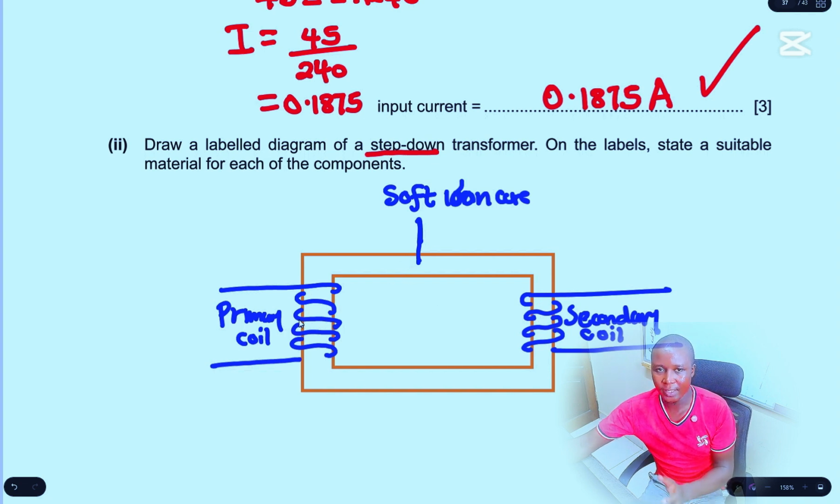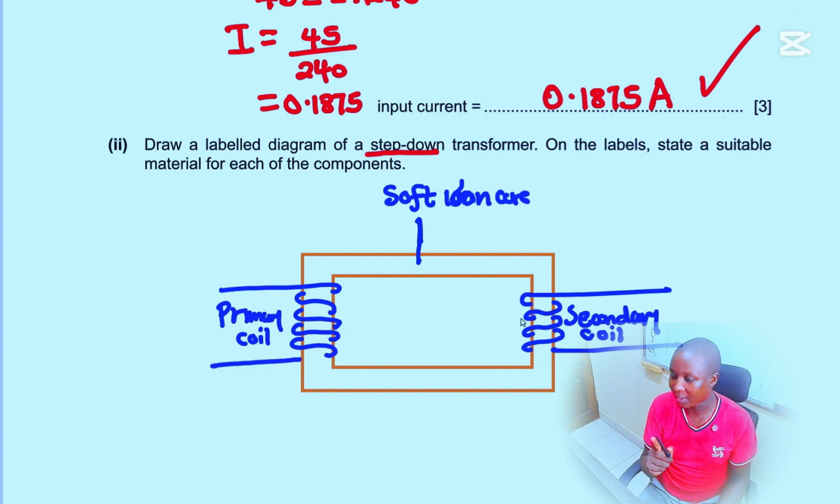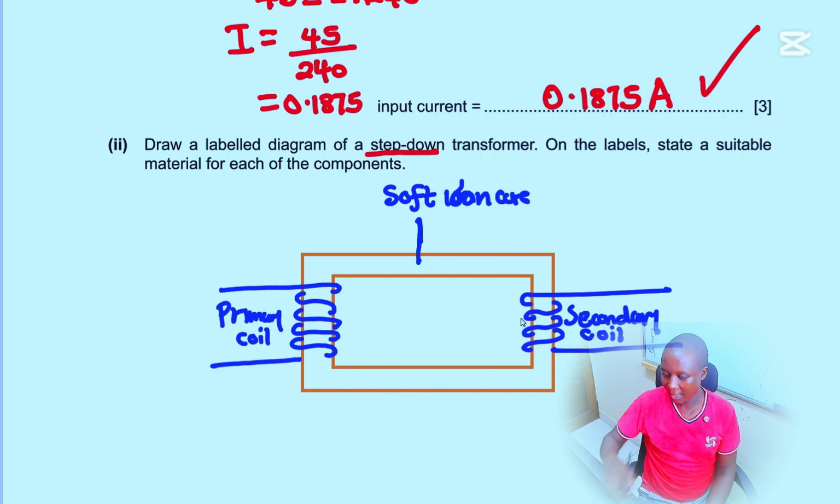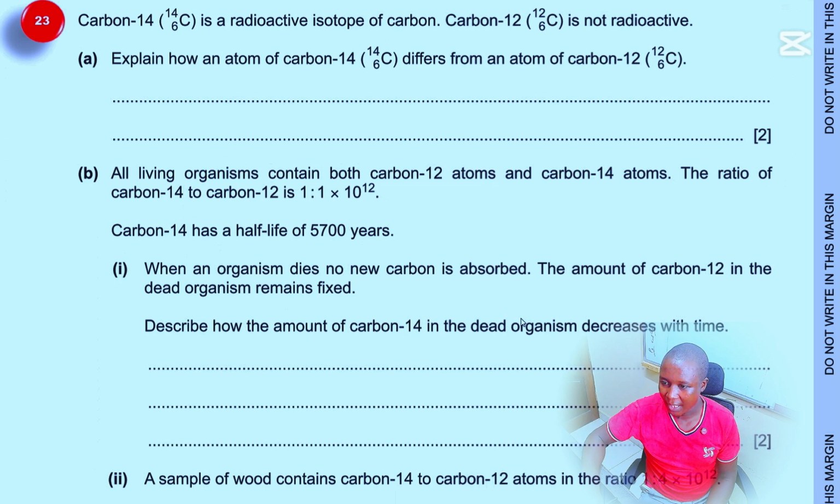So how this transformer works is that when alternating current flows through the primary coil, it will create magnetic fields which are constantly changing size and direction. This created magnetic field will cut through the secondary coil, inducing an EMF in the secondary coil, thus a current flows. So basically that is all about electricity that I had to mention.